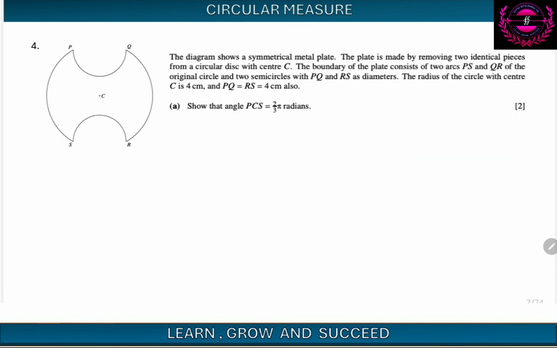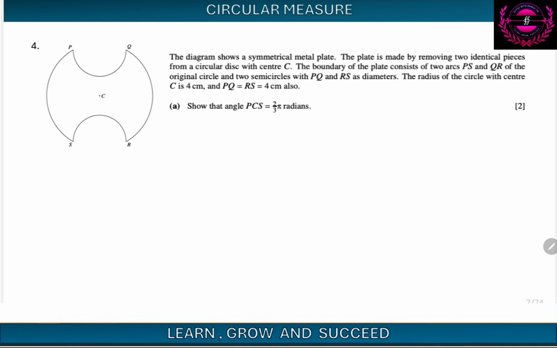Read question number 4. This question is interesting. In this diagram, a symmetrical metal plate has been drawn. The plate is made by removing two identical pieces from a circular disc with center C. The boundary of the plate consists of two arcs PS and QR of the original circle and two semicircles with PQ and RS as diameters. The radius of the circle with center C is 4 and PQ and RS are 4 centimeters also. Show that angle PCS is 2 pi by 3.